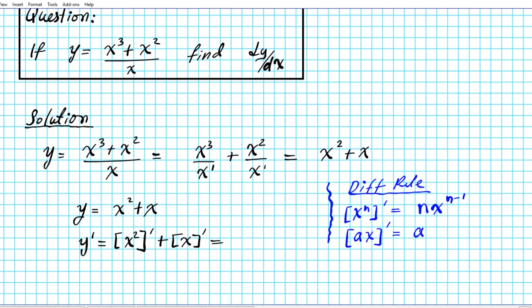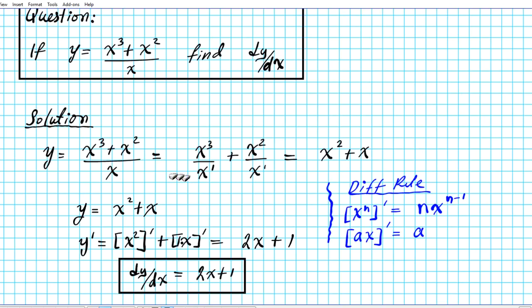So if we apply these two rules here, the derivative of x squared is 2x to the 2 minus 1, which is just 1, plus the derivative of 1 times x, which is just the coefficient of x, which is 1. Okay? So the derivative of y with respect to x is equal to 2x plus 1. And you notice we were able to differentiate this function without using the quotient rule.